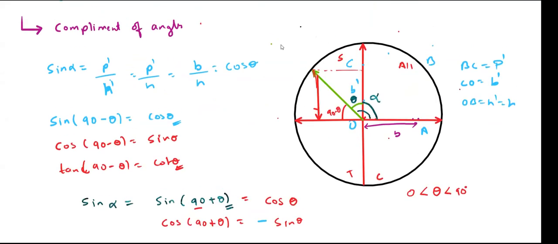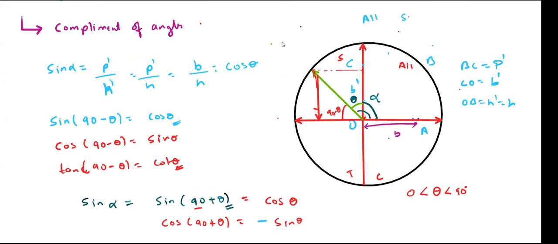See, this is the first quadrant. In the first quadrant, both perpendicular and base are positive, so all are positive. In the second quadrant, perpendicular is positive, so sine theta and cosec theta are positive. In the third quadrant, both are negative, so tan theta is positive, and everything else is negative. In the fourth quadrant, base is positive, so cos theta is positive, and everything else is negative. So all silver teacups, we have studied now.